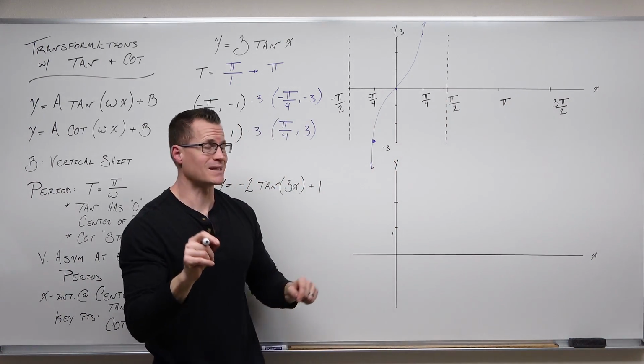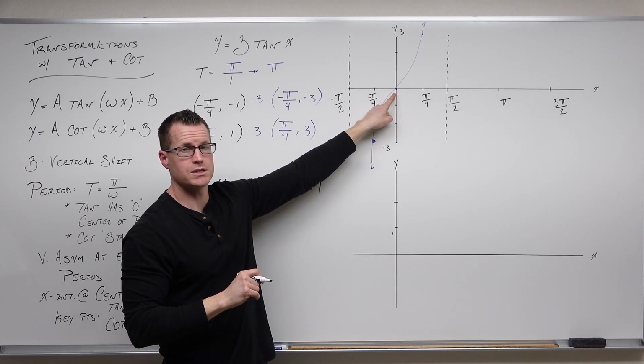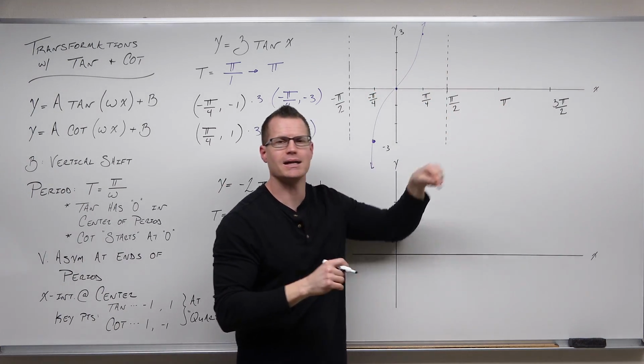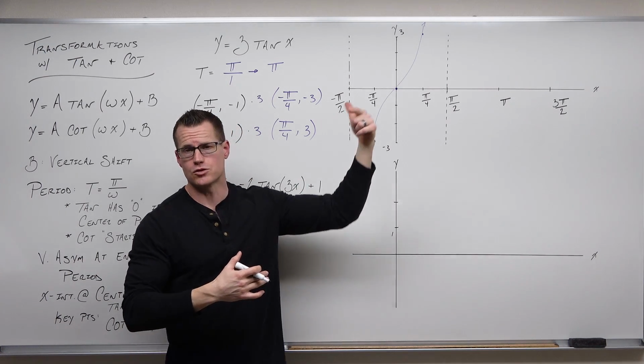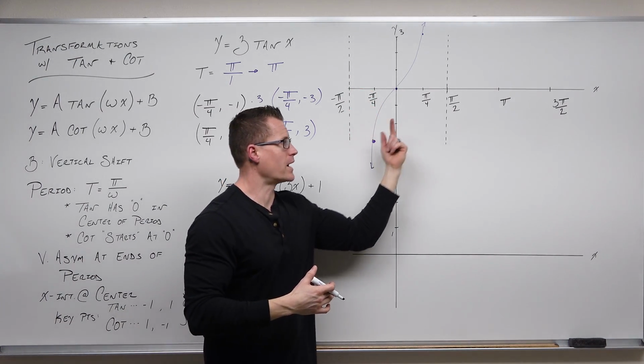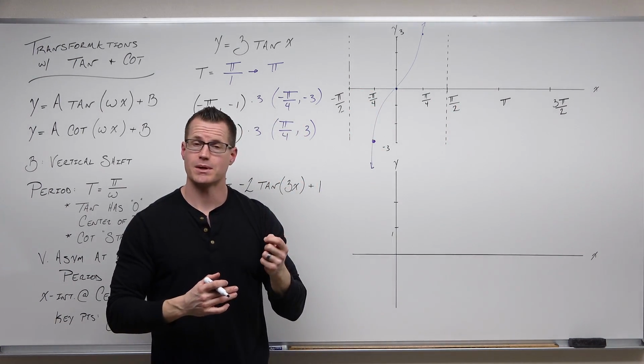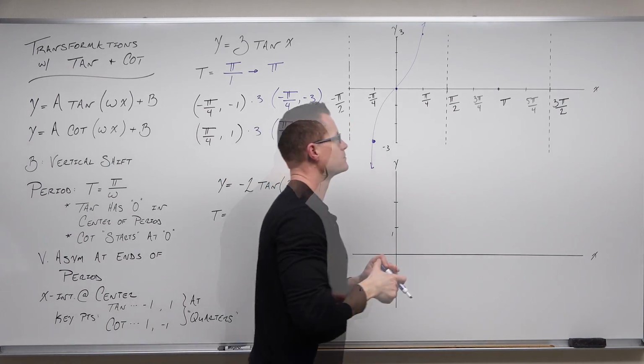Now that should make sense. The center here is 0. 0 plus pi is pi and gives me another center of a different period. And so we can again draw another vertical asymptote. We can find our quarters. We can put an x-intercept at the center of that period.